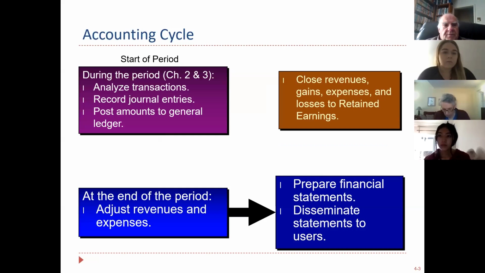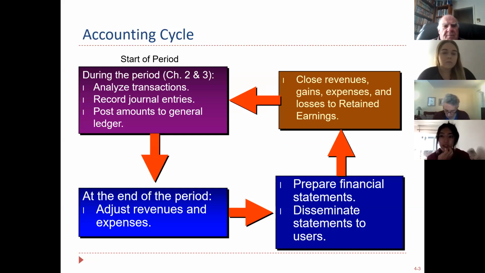Relevance and reliability. And here we go. Here's a good look at the accounting cycle, huh? During the month, you're sitting in your office, you're opening the mail, you're looking at a bill. That could be called analysis. People have been working, you're going over the payroll, you're doing all kinds of analysis, and then you record a journal entry. That journal entry will automatically update your general ledger.